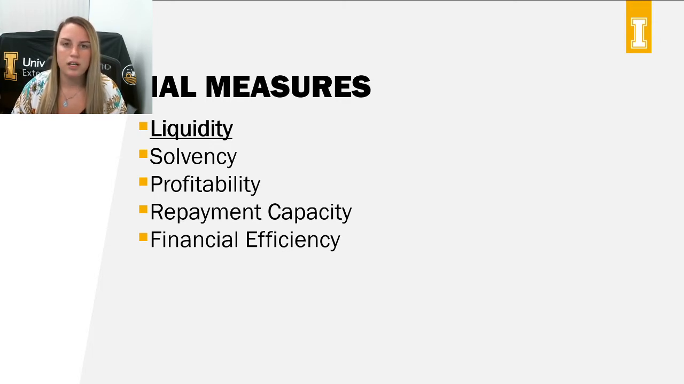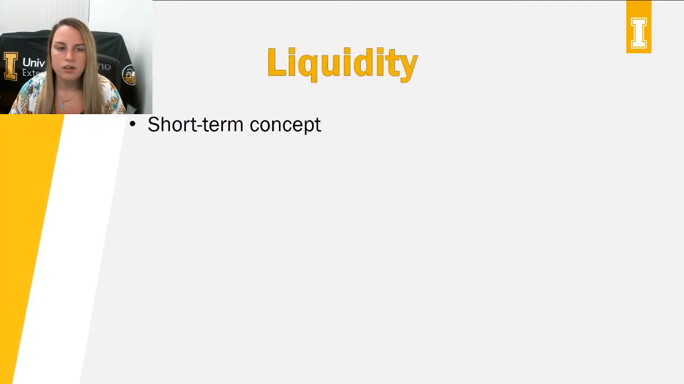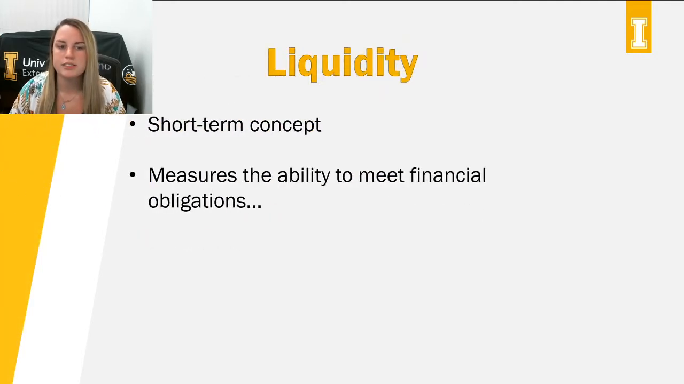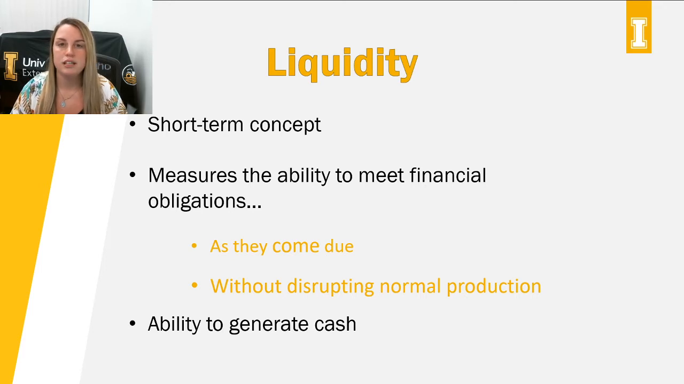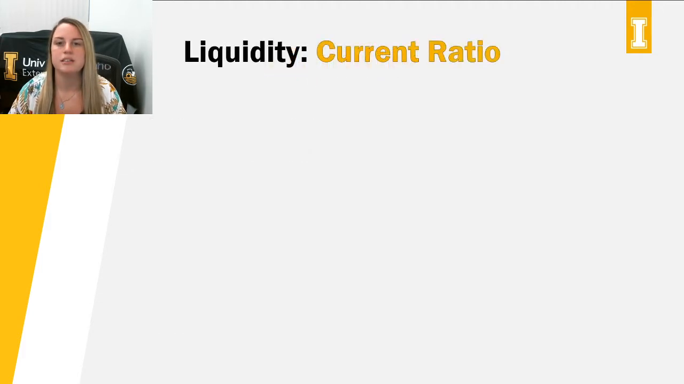The first of these financial ratios really dives into the idea of liquidity. Liquidity is a short-term concept. It measures the ability to meet financial obligations as they come due without disrupting normal production. So it's the ability to generate cash. If you had something come due today, how much liquidity do you have? Can you pay those debts as they come due? That should show you your liquidity. Well, what does that look like on your balance statement?